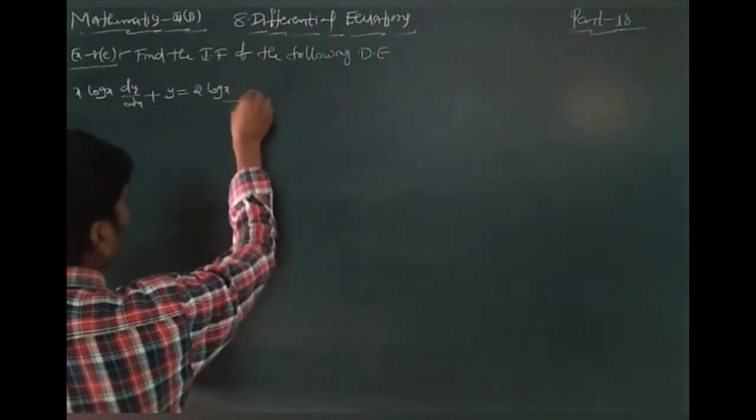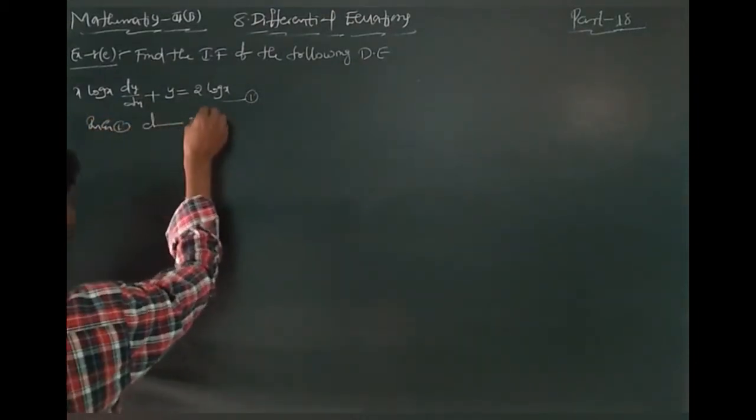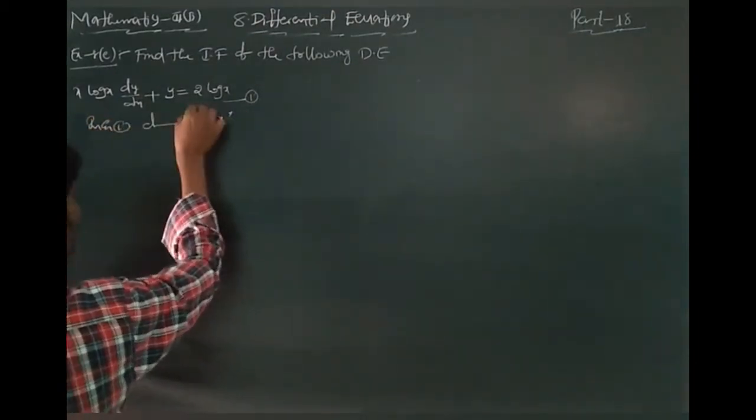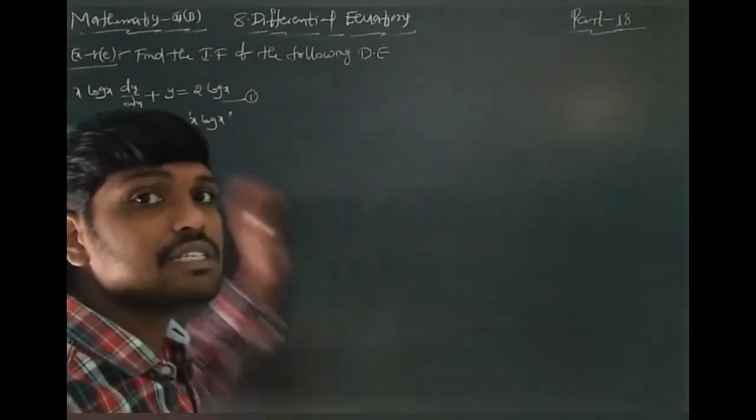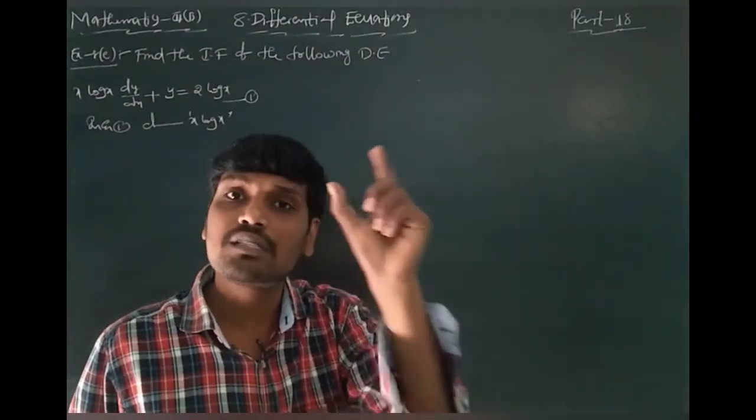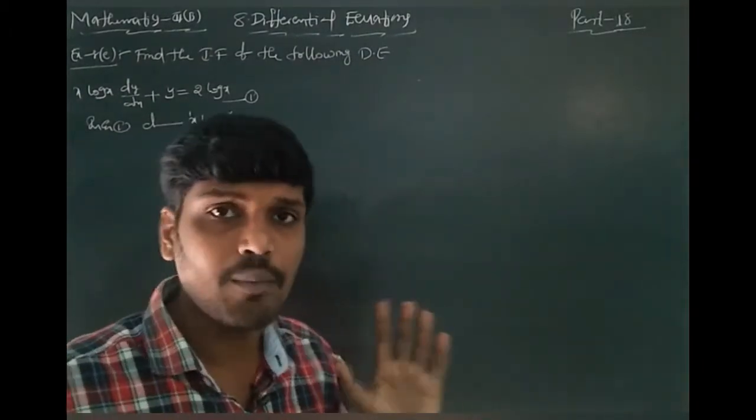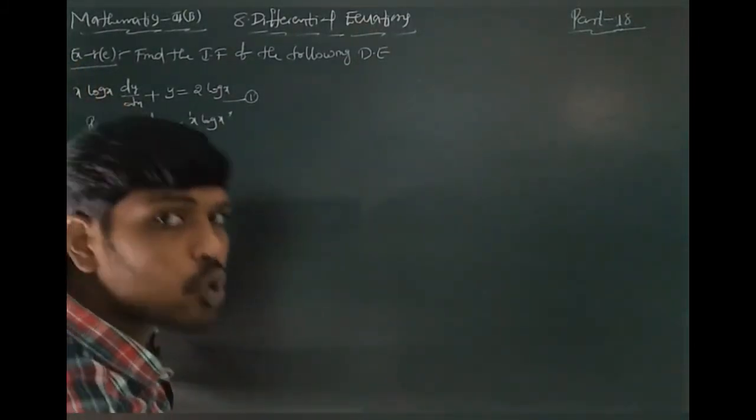Suppose we take this as equation 1. Dividing on both sides by x into log x. Why? Because here dy by dx is there, and the coefficient of dy by dx is always equal to 1. That form is called the linear differential equation form. That's why we write this coefficient as 1, and that's why the total is divided.